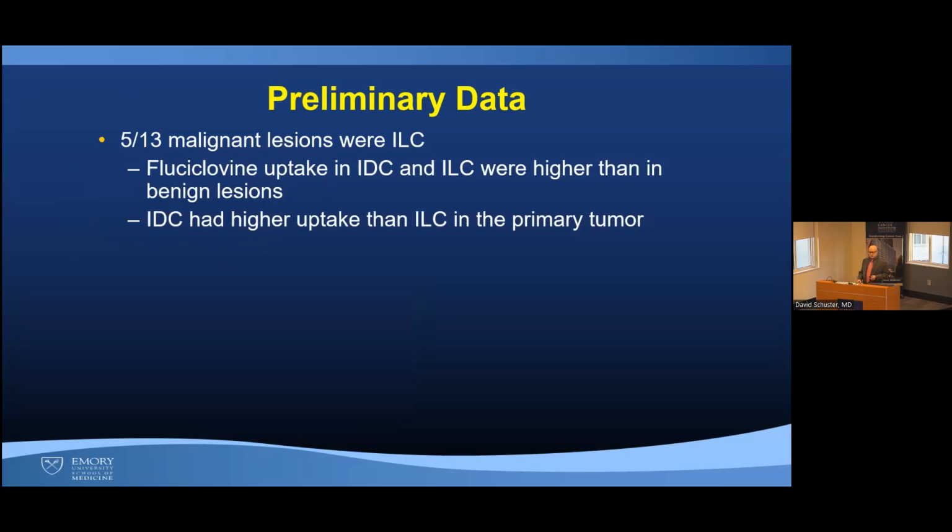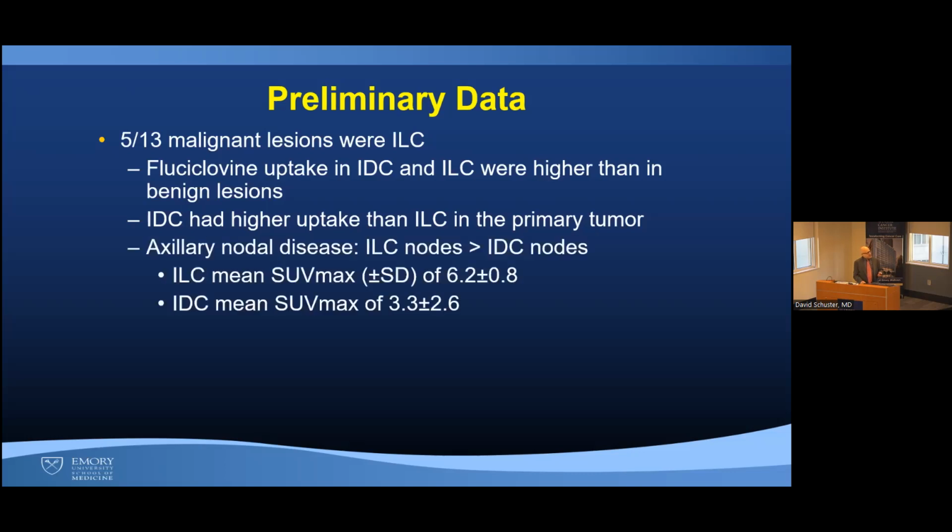Now, in our preliminary data, there were some interesting things. Most of the patients were invasive ductal, but 5 out of the 13 malignant lesions were invasive lobular cancer. And we noticed that fluciclovine uptake in invasive ductal cancer and ILC were higher than in benign lesions. But even though IDC had a higher uptake than ILC in the primary tumor, in axillary nodal disease, this was flipped. And this is still a little bit of a mystery.